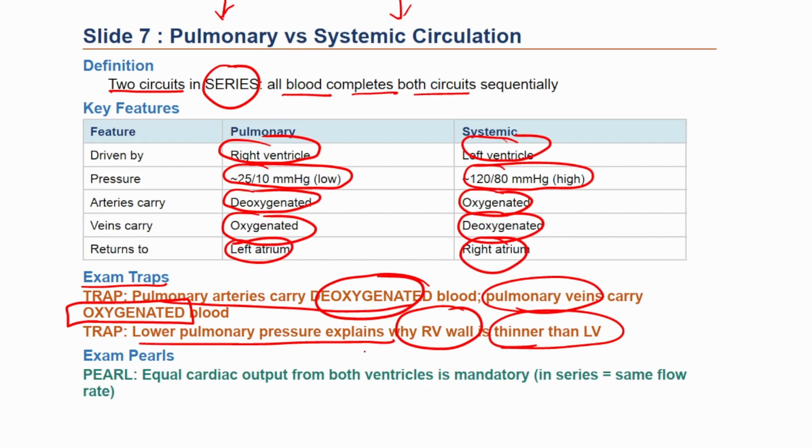To bridge fluid physics with clinical reality on your exam, remember that because these two loops are in series, an equal cardiac output from both ventricles is absolutely mandatory, meaning they share the exact same volumetric flow rate. Now let us come to our next topic, which is coronary circulation and the portal system.